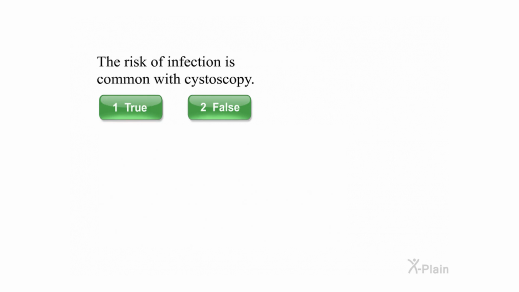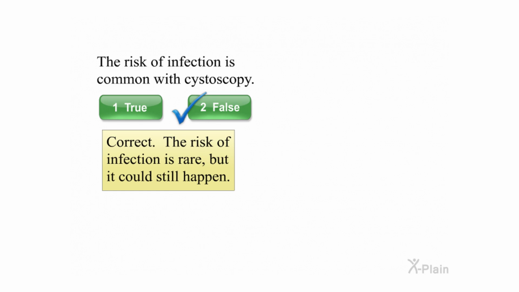The risk of infection is common with cystoscopy. Select true or false. Correct. The risk of infection is rare, but it could still happen.